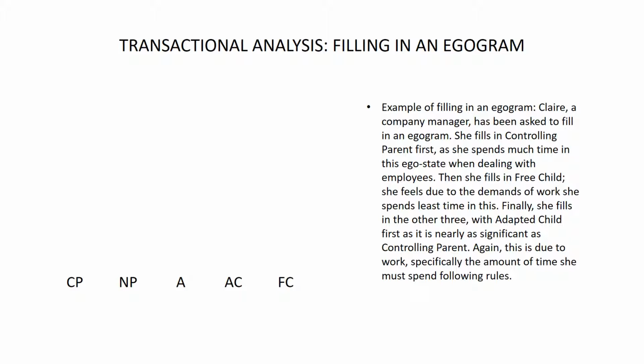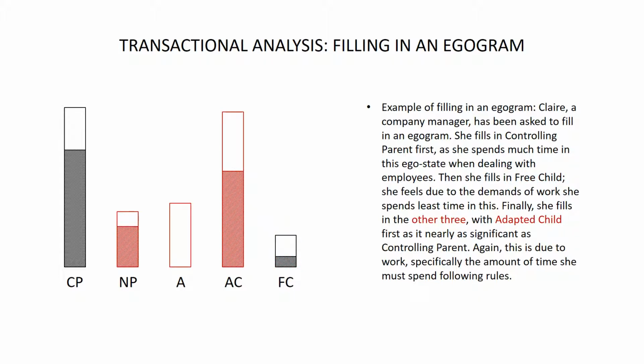To illustrate this, we may consider the example of Claire, a company manager, who has been asked to fill in an egogram by her therapist. Given the amount of time she spends in a controlling parent ego state when dealing with employees, she fills that in first, making sure to show both positive and negative aspects. After this, she fills in free child, as she feels due to the demands of work she spends least time in this. Finally, she fills in the other 3, with adapted child first, as it is nearly as significant as controlling parent. Again, this is due to work, specifically the amount of time she must spend following rules. This completes her egogram.